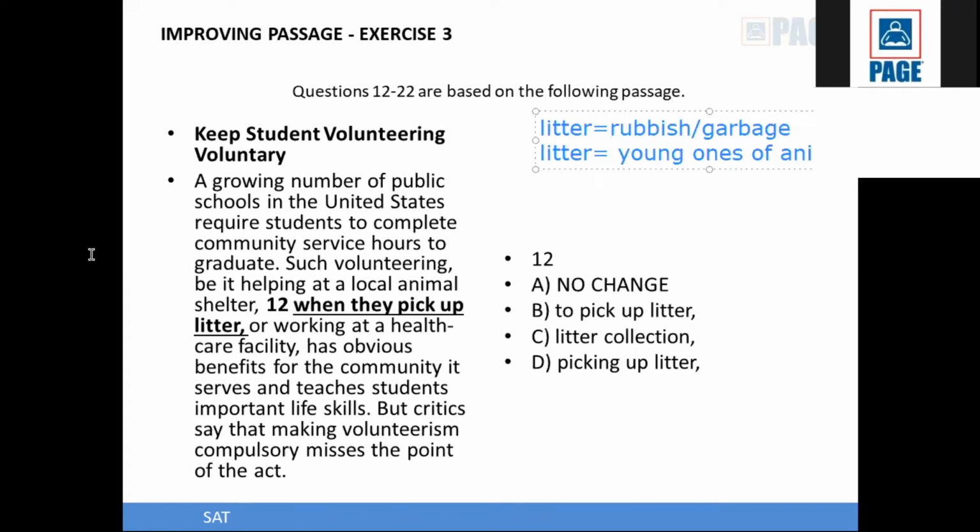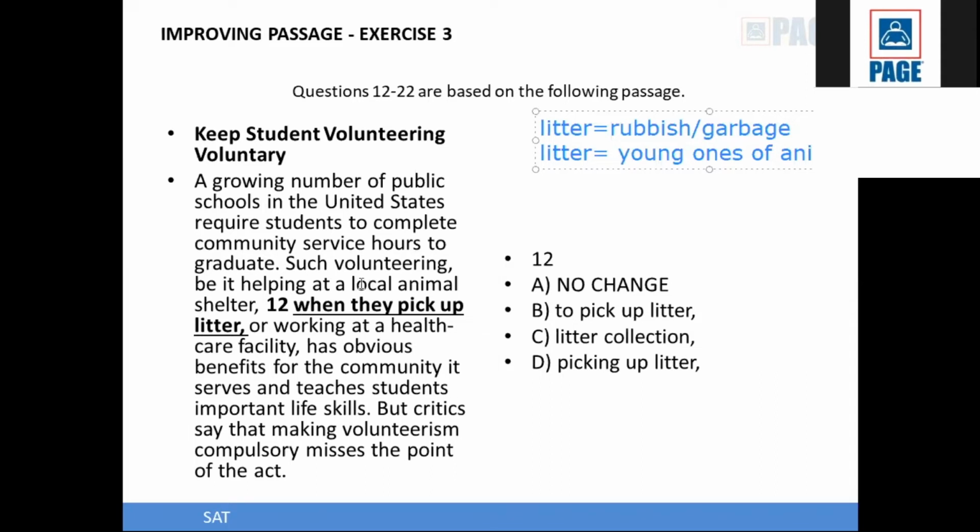So it can be any litter, but what do they say in the previous line? Such volunteering, be it helping at a local animal shelter, when they pick up a litter, or working at a healthcare facility. Now look at the options: no change, to pick up litter, litter collection, picking up litter. What can be the answer? Some have already given the answer.